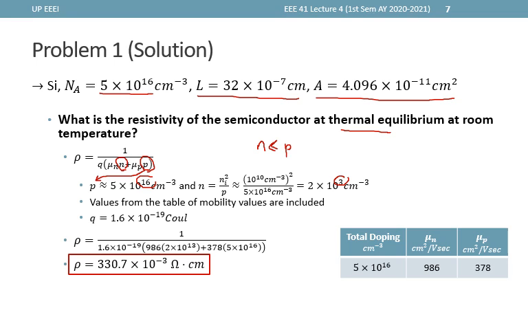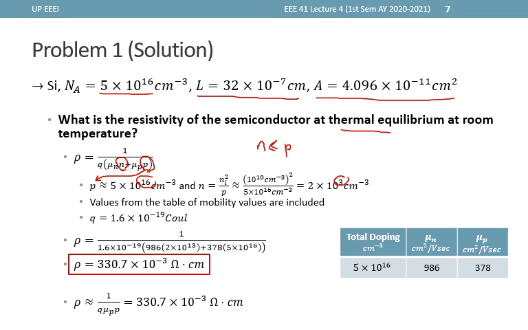And with our calculator, we should be able to get this value, 330.7 times 10 raised to minus 3. And our units for resistivity is ohm centimeters. Now we can actually use a shorter solution.